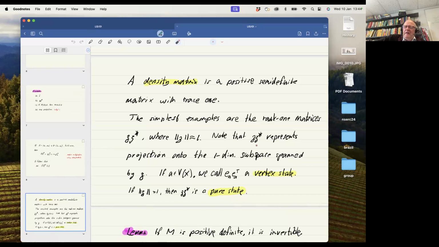Now, there's a bit of a question as to what the state space is. And in a certain sense, you're better off not thinking about it if you just accept that the states are density matrices and they transform according to rules, which I'll show you in a minute. So any questions at this point?